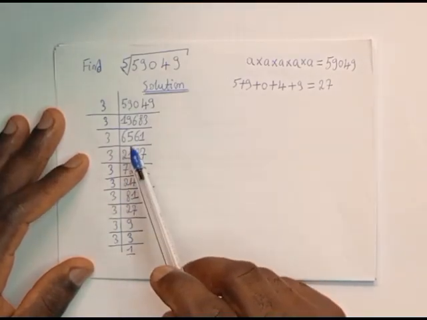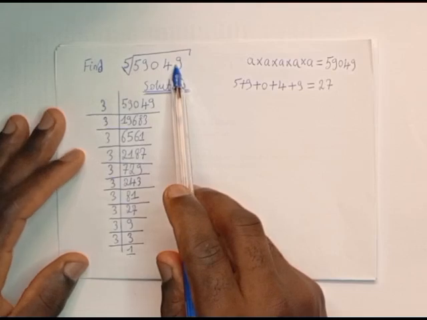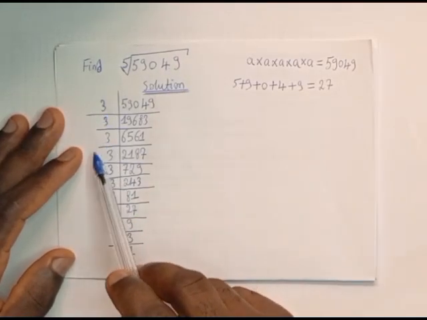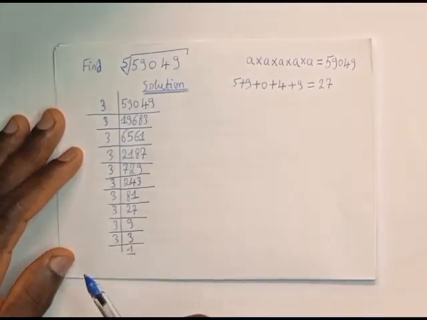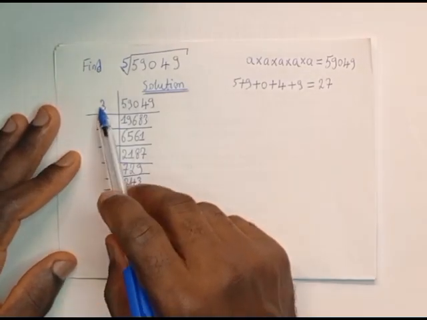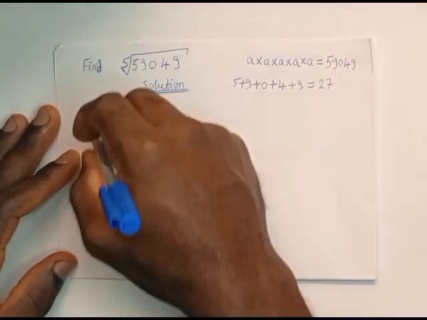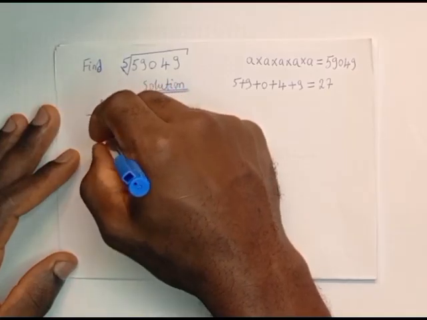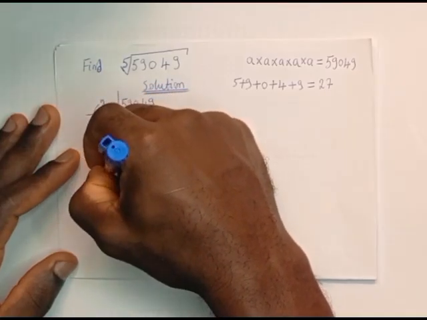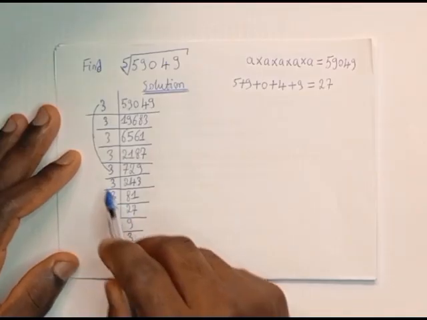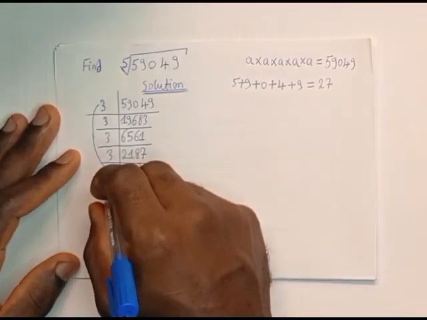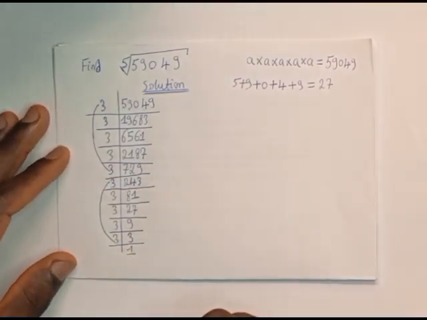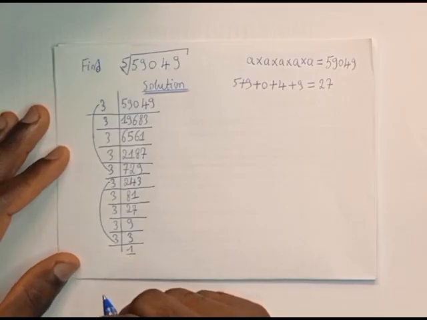Since we are looking for the fifth root of the number 59,049, what we are going to do is group these 3's in 5's. Let's perform the grouping. The first group, we count 1, 2, 3, 4, 5. This is the first group. Then we count the second group, 1, 2, 3, 4, 5. You'll see that we have two groups of 3's, each containing 5 members.